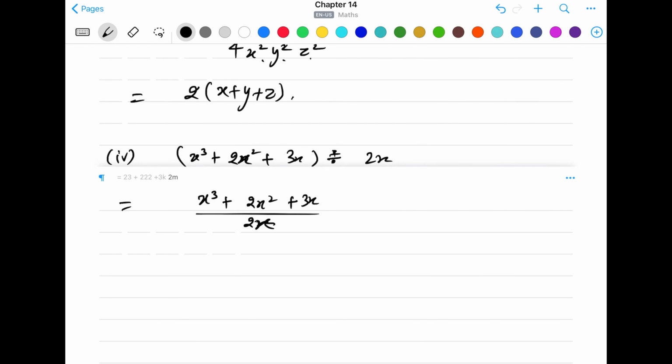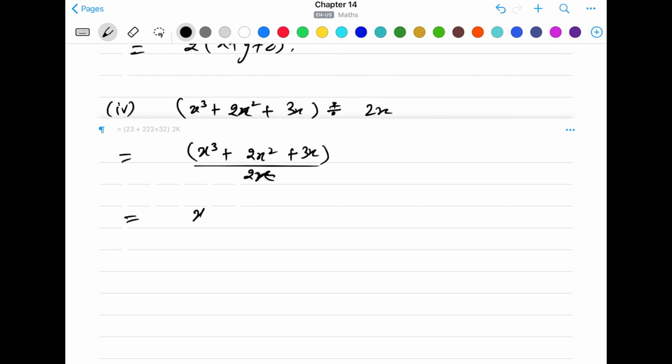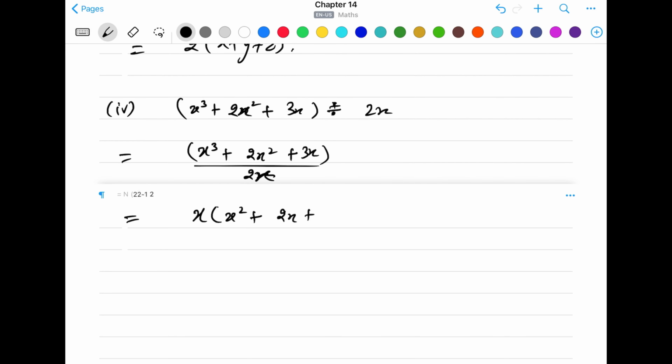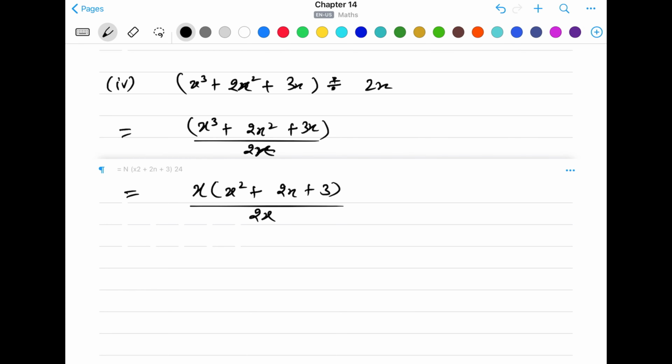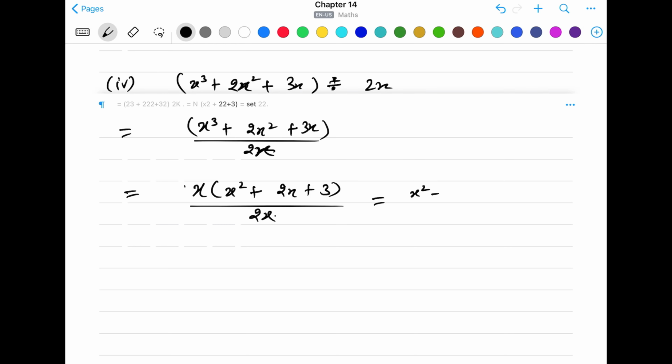So again, first we will take something common from here. Clearly we can take only x as common, so we're left with x squared plus 2x plus 3. So this will be divided by 2x. Now this x and the x will be cancelled out, so we're left with only x squared plus 2x plus 3 divided by 2. So that's our answer.